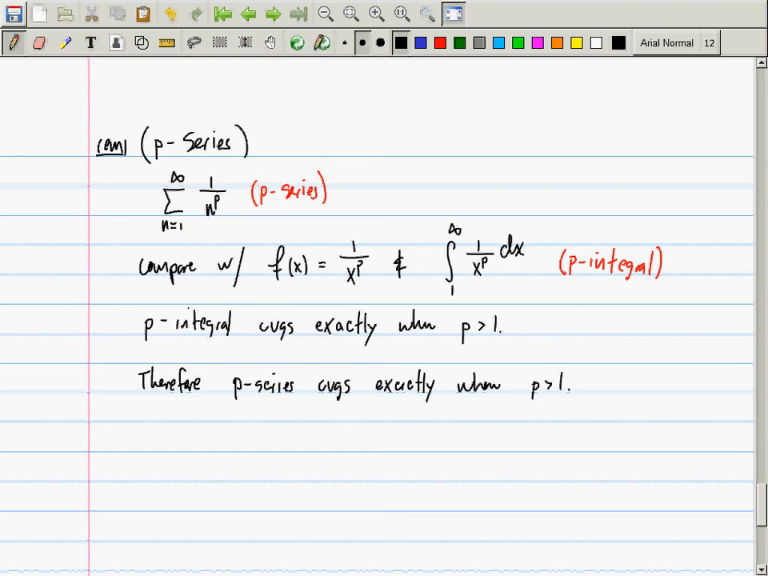Right? Because the function 1 over x to the p is continuous, and it converges to 0, and it is decreasing. And therefore, by the integral test, these two, the improper integral, the p-integral, and the p-series, must have exactly the same convergence or divergence, whatever the case may be. They must simultaneously converge, or they must simultaneously diverge. Okay, so that's good because that gives you a whole class of series that you can just immediately say, and therefore that one converges because it's a p-series.